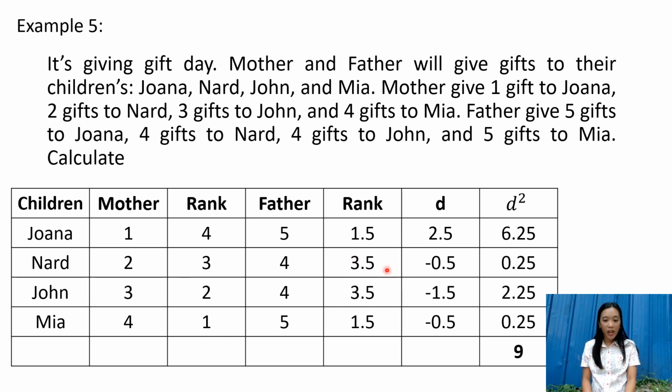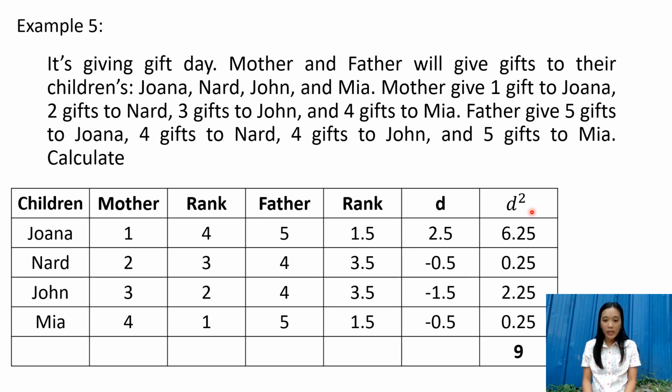while Nard and John rank 3.5. Why do they rank 3.5? Because since we have 4 observations, 1.5 and 1.5 is considered 1 and 2. So next we need to start from 3. So they are both 4, which is Nard and John. So they should be from 3 to 4. And the median of 3 to 4 is 3.5.